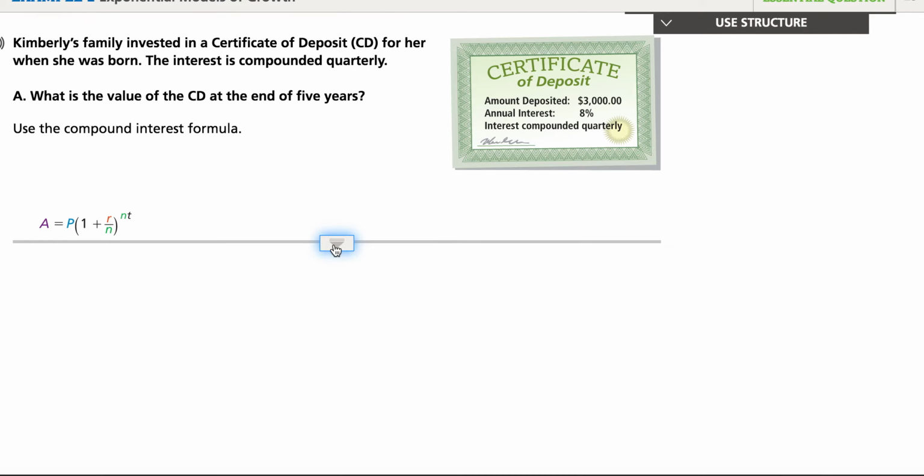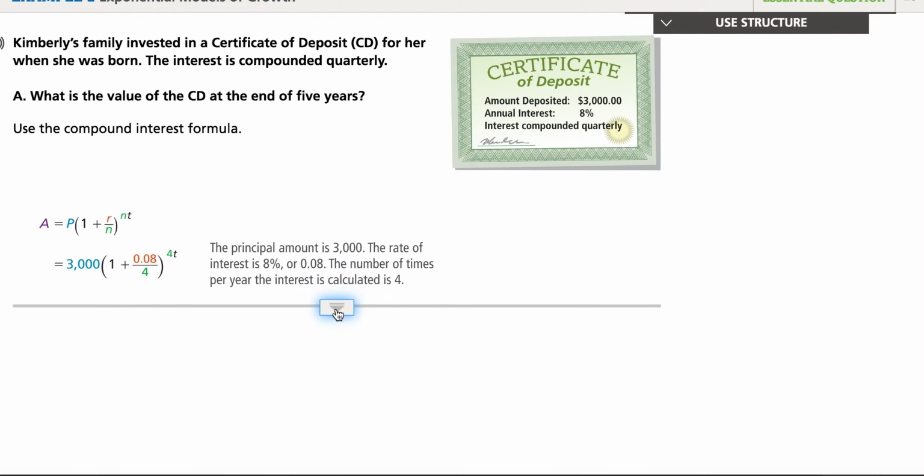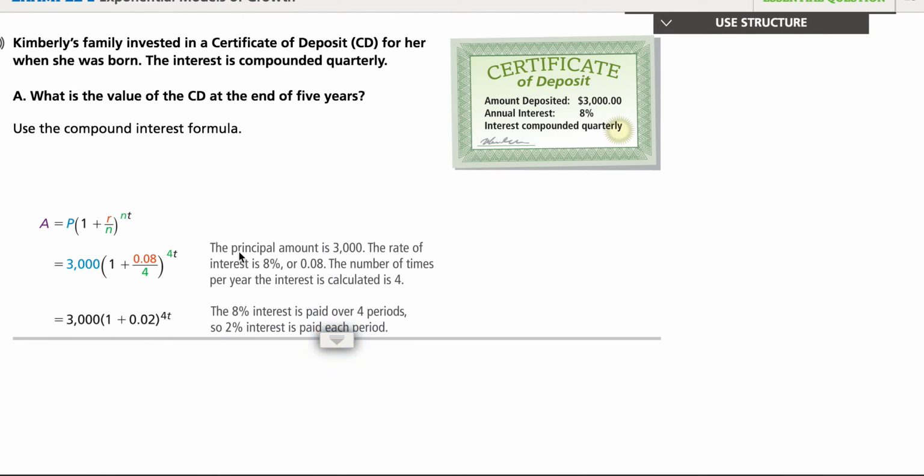Let's break down all the numbers and give them the values. Now, 3,000 is the principal amount. The rate of interest is 8% or 0.08. As you see here, 0.08 is turned to a decimal number. The number of times per year the interest is calculated is 4. As we said, quarterly is 4 times per year.